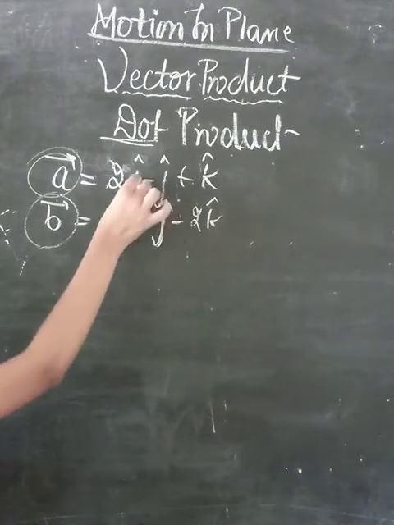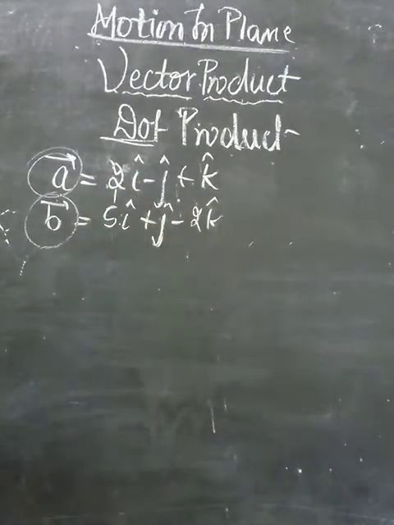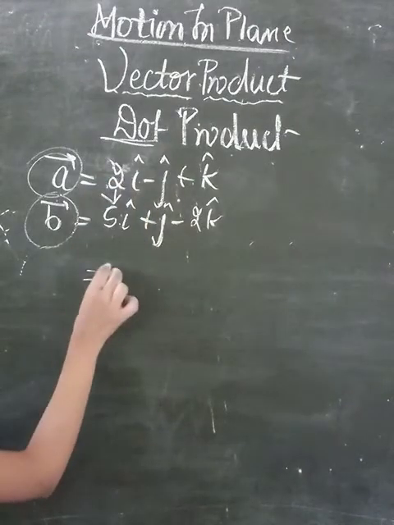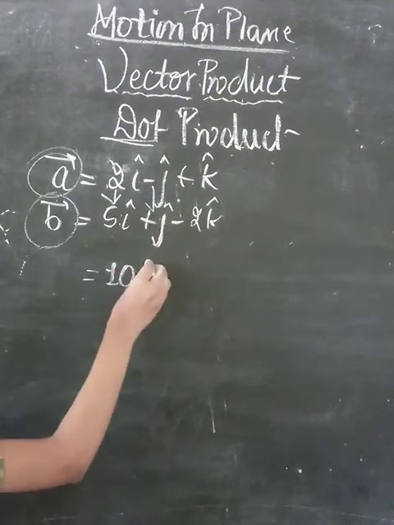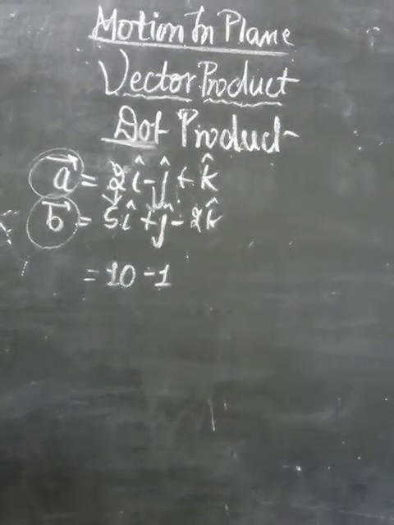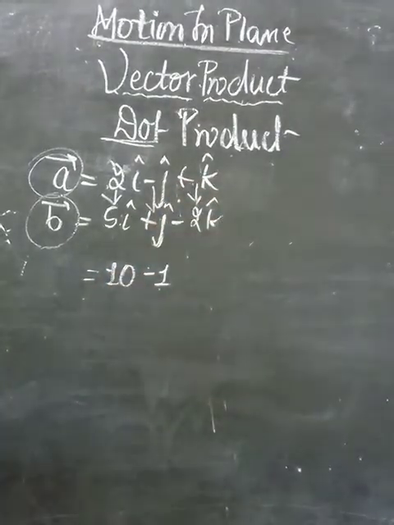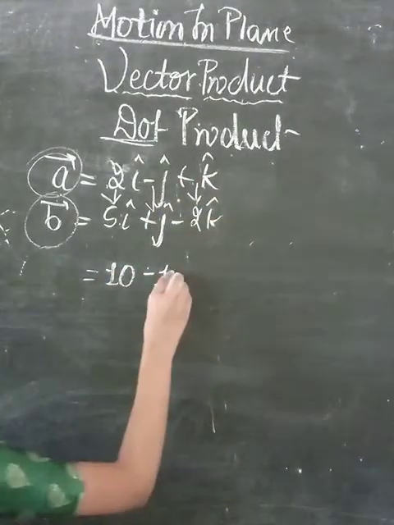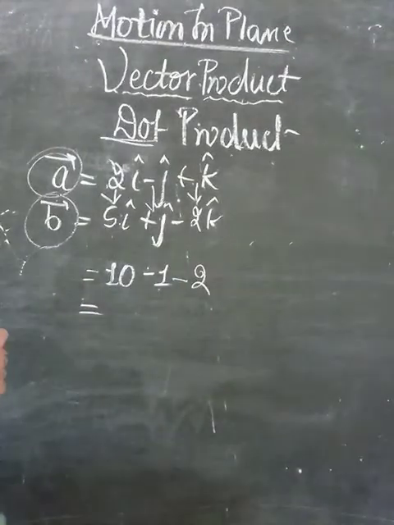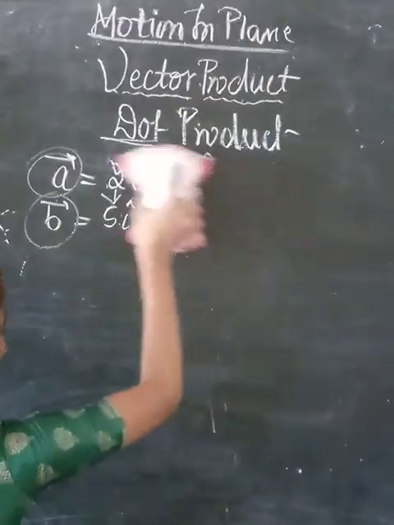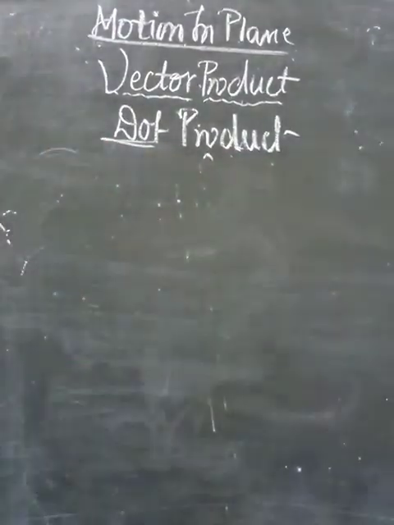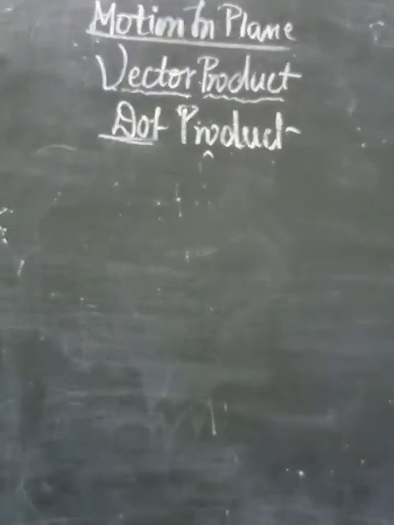So i dot i will be 1, and this i dot i will be 1, so the coefficients will be multiplied to each other, that is 2 fives are 10. Then j dot j is 1, that is minus 1 and plus 1, so it will be minus 1. Again k dot k is 1, that is 1 into 2, that is 2. Okay, so on solving these vectors we are getting a scalar quantity. So we can say that it is a scalar product. So the dot product gives the product of the two vectors as a scalar quantity. Okay, so the dot product is given as a scalar product.